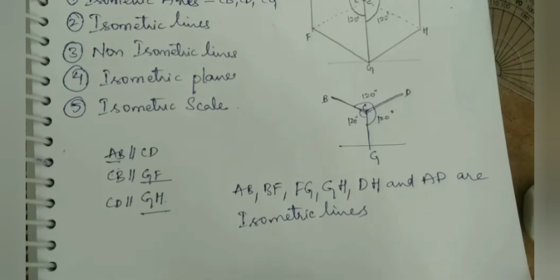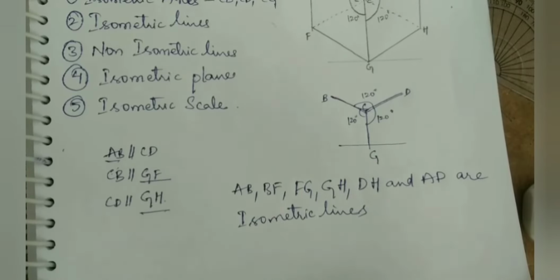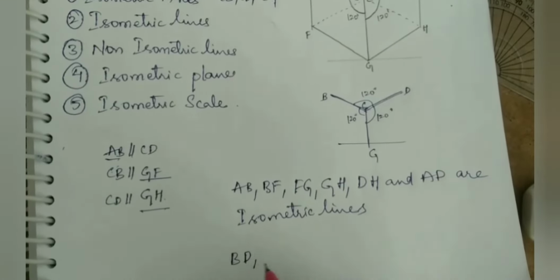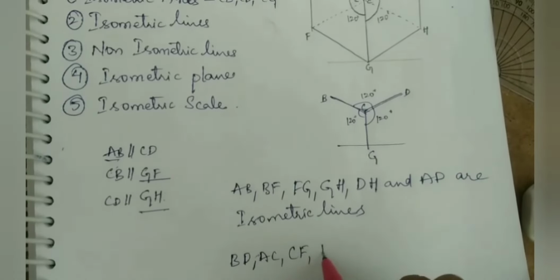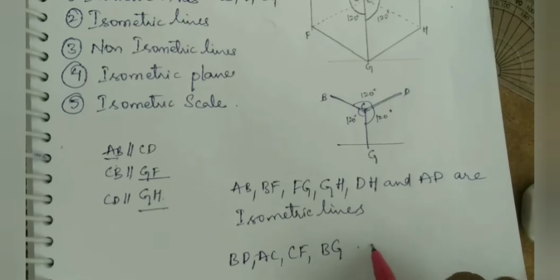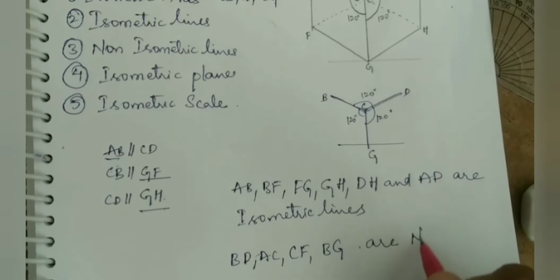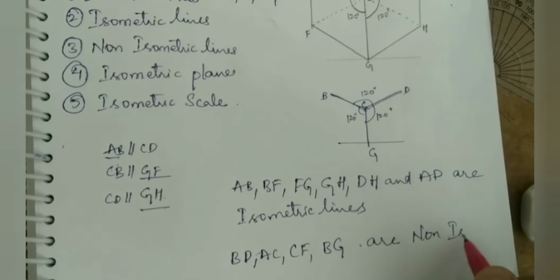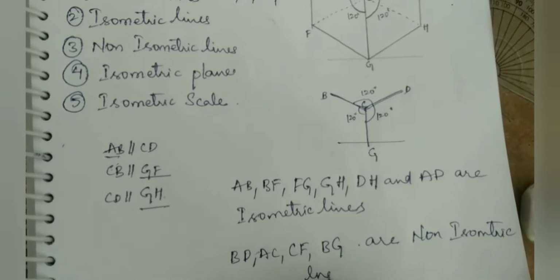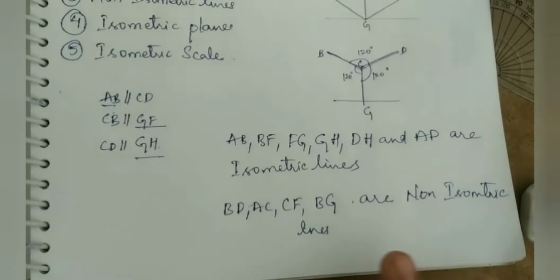The next one is non-isometric lines. The lines which are not parallel to the isometric axis are known as non-isometric lines. A few among them are BD, AC, CF, BG, and some others. So these are to be said as non-isometric lines.